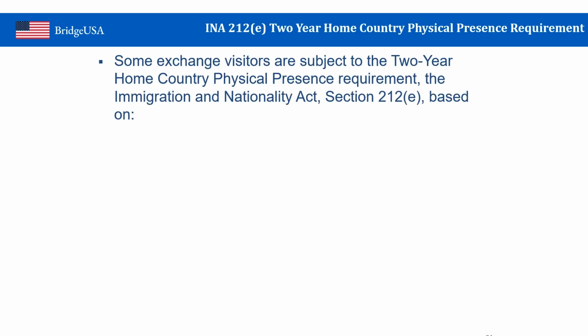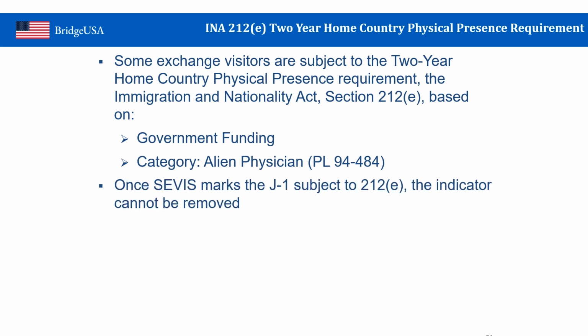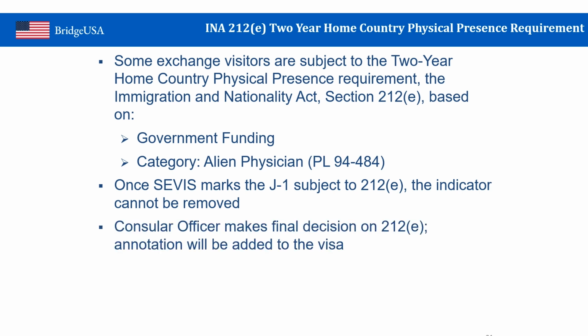SEVIS automatically marks exchange visitor records subject to the 2-year home country physical presence requirement, Section 212E of the Immigration and Nationality Act, based on government funding or the category of alien physician. Once SEVIS marks an exchange visitor as subject to 212E, the indicator cannot be removed. A consular officer makes the final decision on whether or not the exchange visitor is subject.